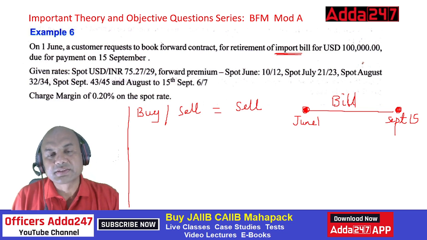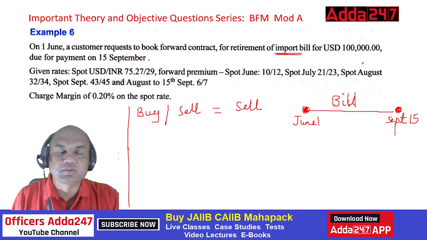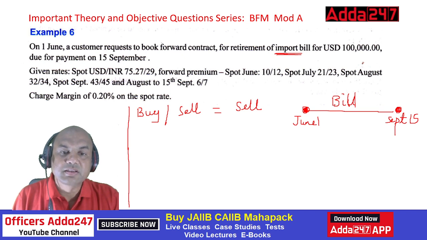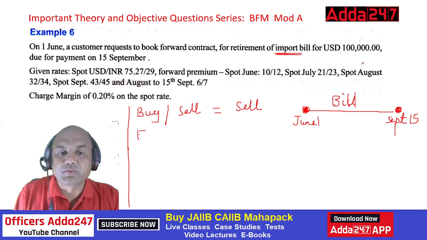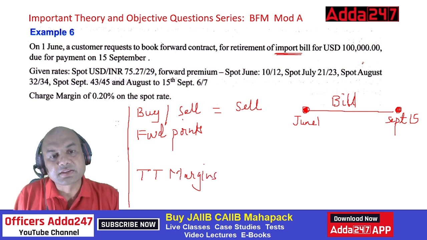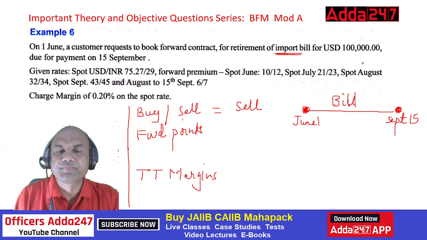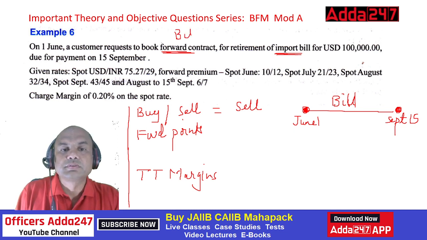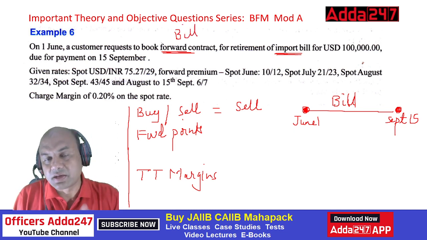Now the second point: we have to focus on 3 points while solving any forex problem. First is buy or sell. Second is forward points. What are the forward points we have to use? And third is TT margin. If you keep these 3 things in mind, your problem will never go wrong. These are the 3 steps which you always have to follow. Whenever you are booking any forward contract, always apply the bill rate. Never apply the TT rate.